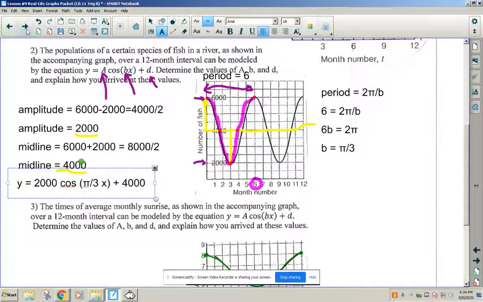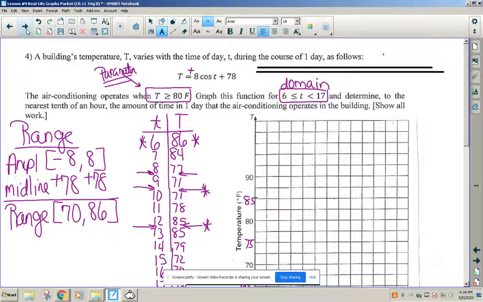Now, if we go to problem number 4, notice on number 4, I put the table for you already, and I'm going to explain to you why I did that. If we look at this problem, it's talking about a building's temperature. So again, a real life graph over the course of a day.